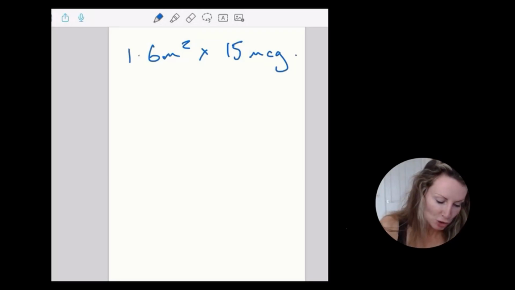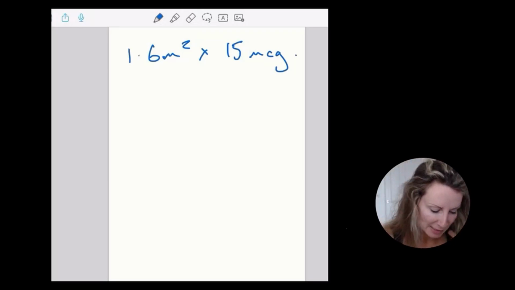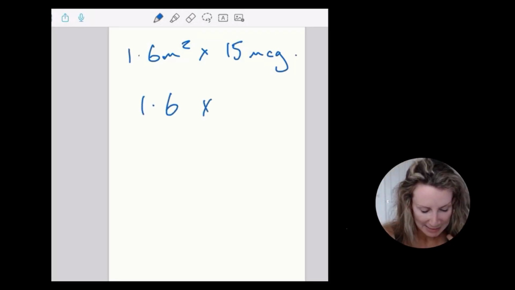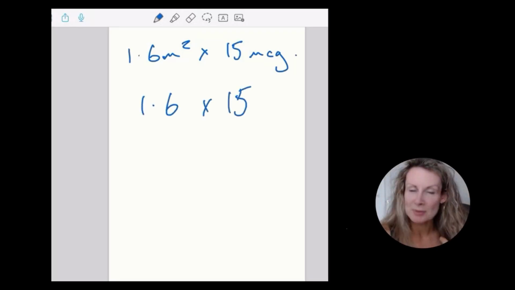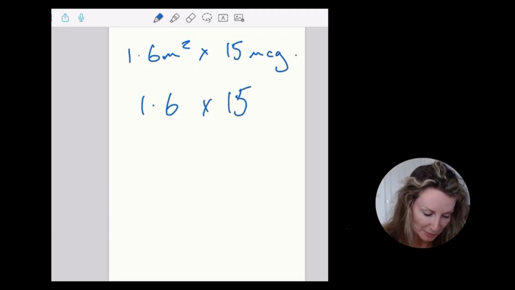Mm. Okay, so if we're going to do it, so it's 1.6 times by 15. 1.6 times by 15. Are you sure this is the question? Because it just looks as though it's a little bit tricky. It just says solve the prescriber multiplication problem and type your answer in the box. Okay. I don't know. Right. Okay, so what we can do is, so we can work this out.